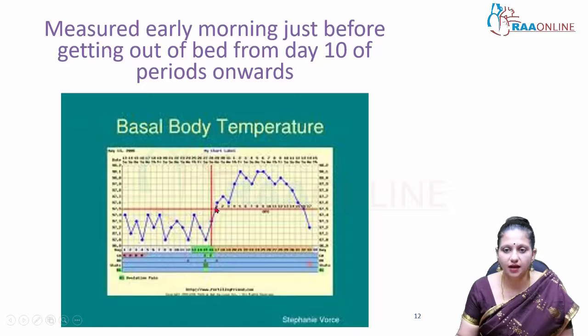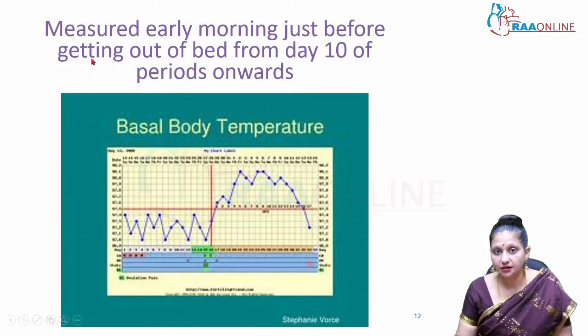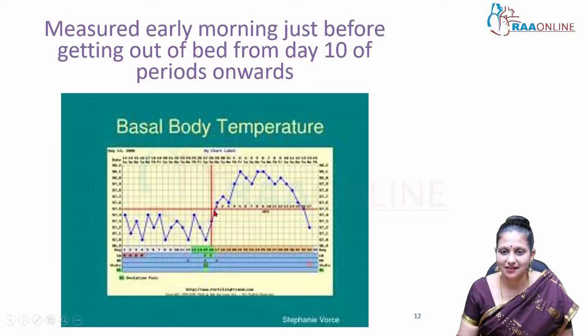This is measurement of the body temperature. It is a very crude method, which was done in very old times. Just before getting out of bed, if there is a rise in the basal body temperature from day 10 of period, the day there is a rise means that day the progesterone has come.